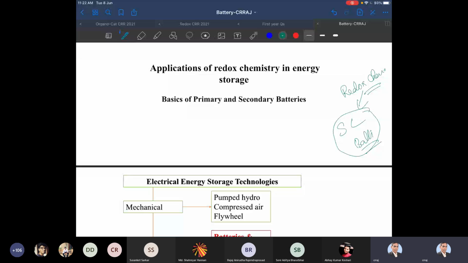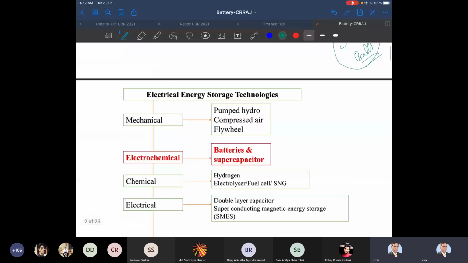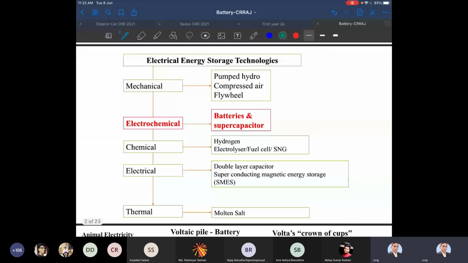So what we'll see here are the basics of primary and secondary batteries. I hope you know the rechargeable and non-rechargeable batteries. Secondary is a rechargeable battery, primary is a non-rechargeable battery. When we look at electrical energy storage technology, there are multiple methods, right? This is a very hot area where people are constantly working to develop energy storage devices.